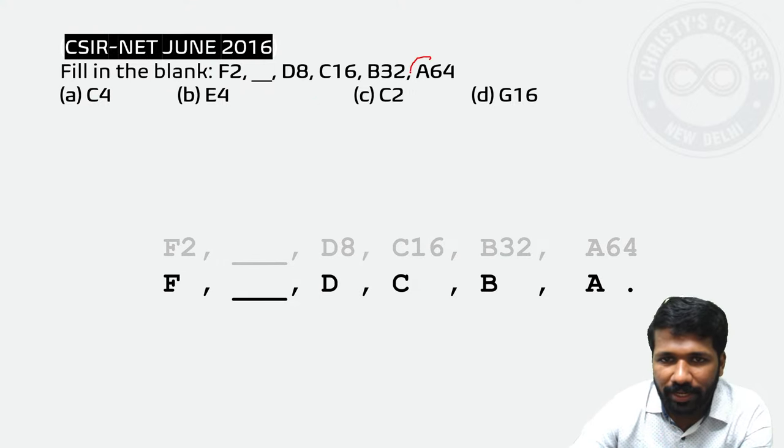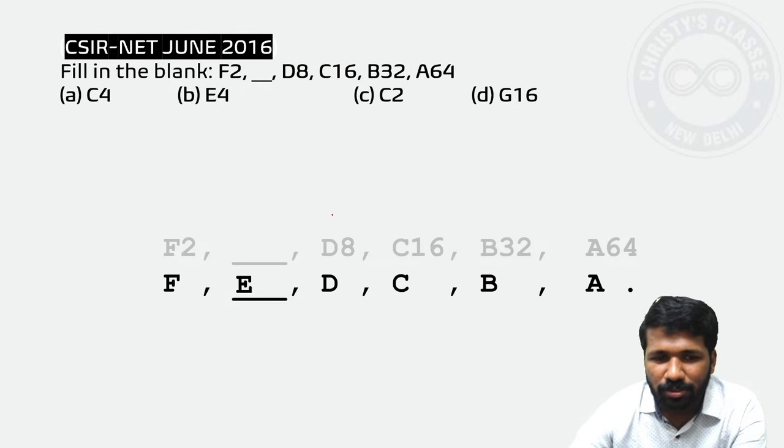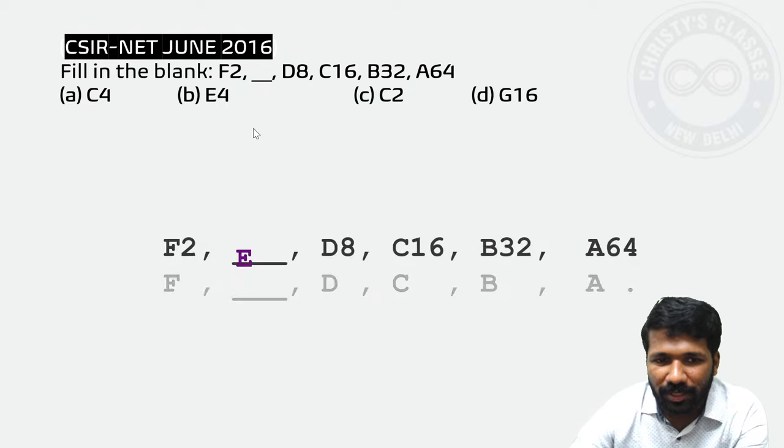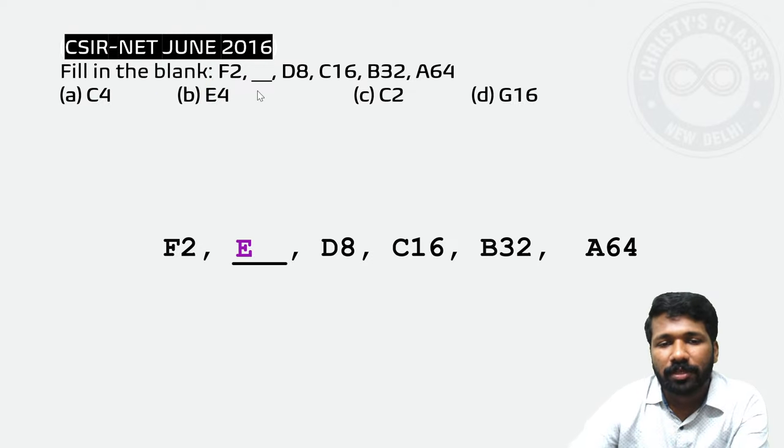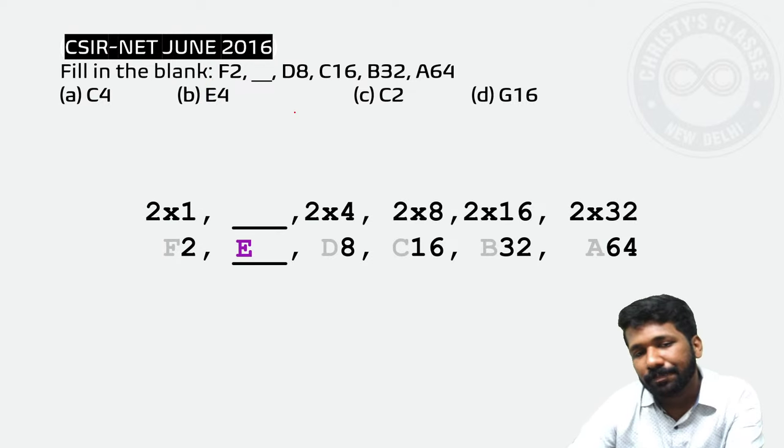Now, what is the letter pattern here? A, B, C, D, E, F in reverse order. So it is E. So it is a short, straightforward question. And E is there only in one option, that also confirms the answer without even looking at the numbers. Only one option has E in it. So that will be the answer.